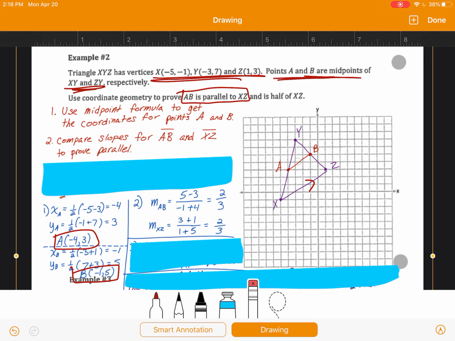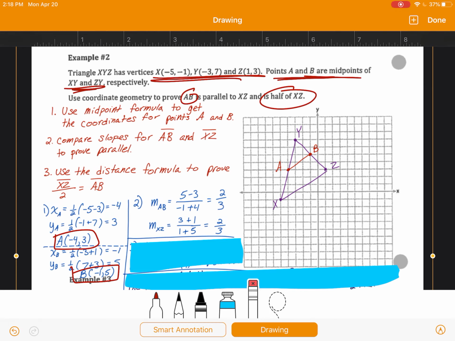And since they're the same, that means they're parallel. And we're going to write that in our final sentence. There's one more thing that they're asking us to prove here as well. We also need to prove that AB is half of XZ.